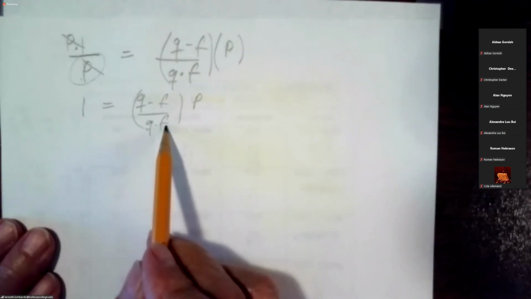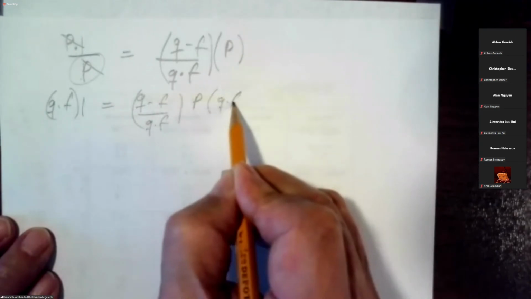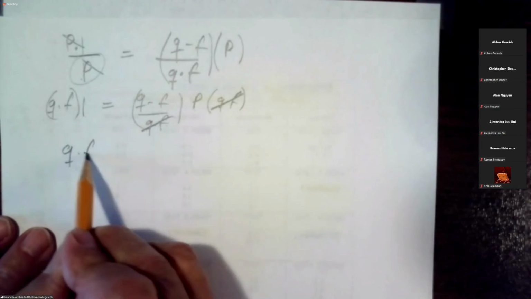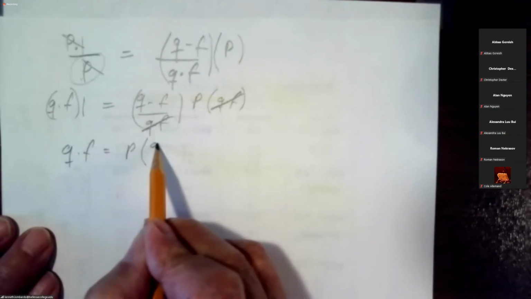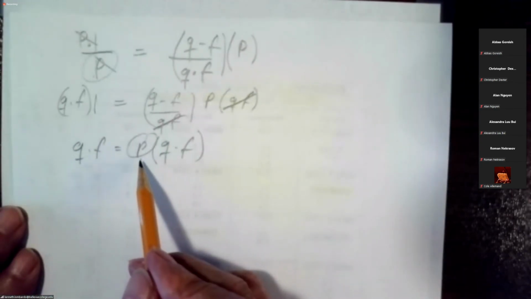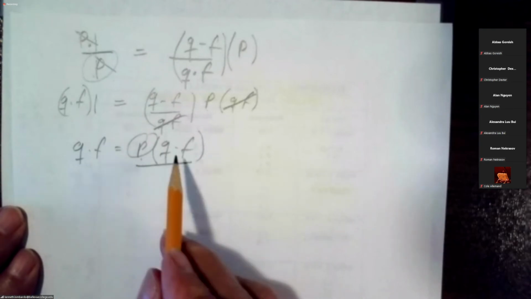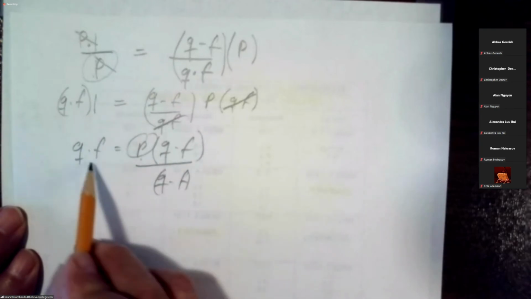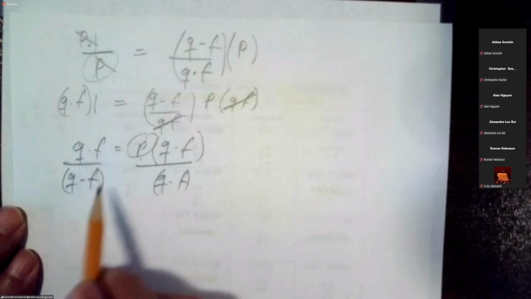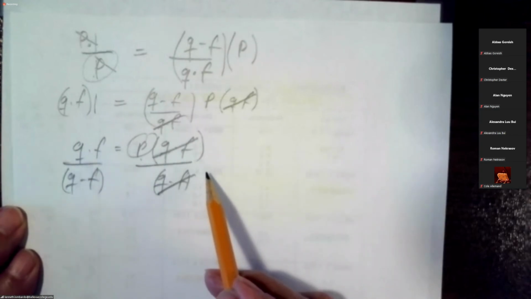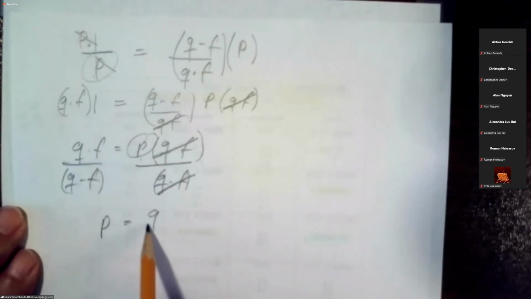Now I'm going to multiply through by QF. So QF, and multiply over here by QF. Those cancel. And now I get QF equals P times Q minus F. But I want just P. So I'm going to divide through by Q minus F on each side. Those will cancel. And now I'm left with P equals Q times F over Q minus F.